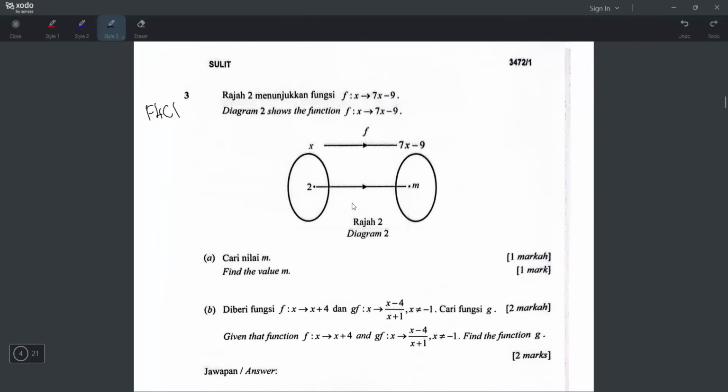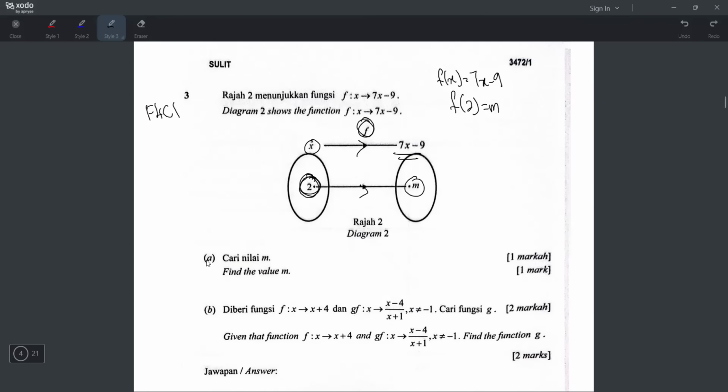Diagram 2 shows the function f(x) equals 7x minus 9. Okay, this is important information. So I write down f(x), the dot, you write bracket. The arrow, you write equals 7x minus 9. And looking at the diagram also, there's one more piece of information here. And you can see the arrow, right? So f(x) is 7x minus 9. So it means f(2) is m. f(2) equals m. In other words, when 2 is the object, the image will be m. When you substitute 2 into the x of f(x), you will get m. That's what it means, right?